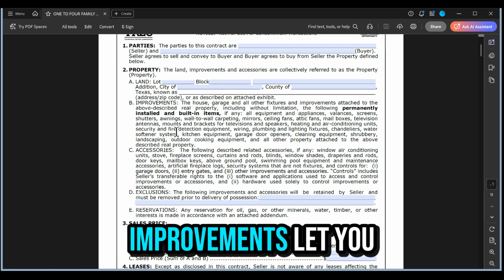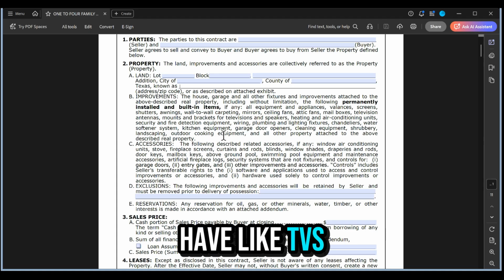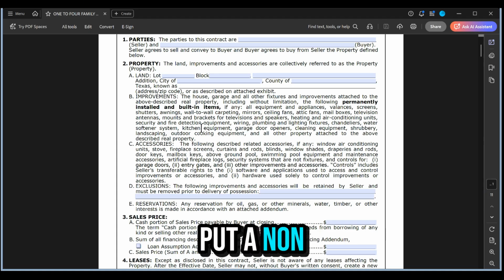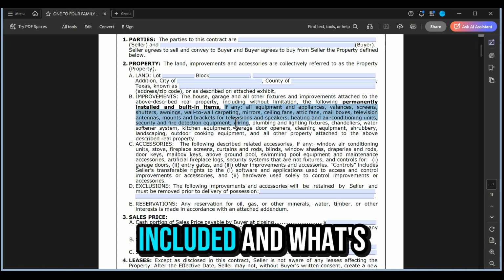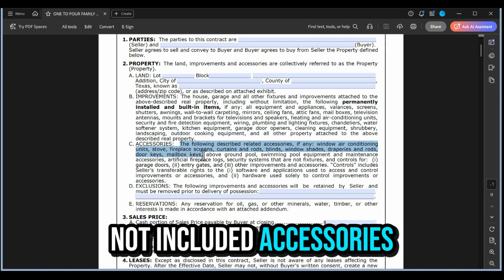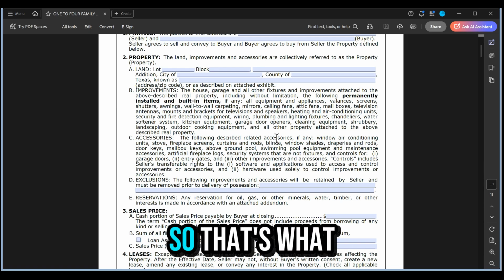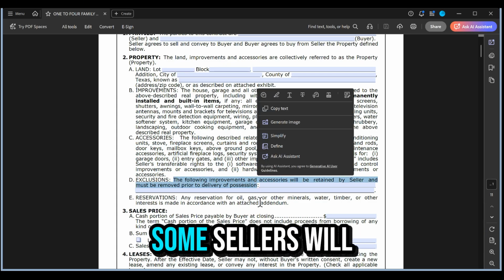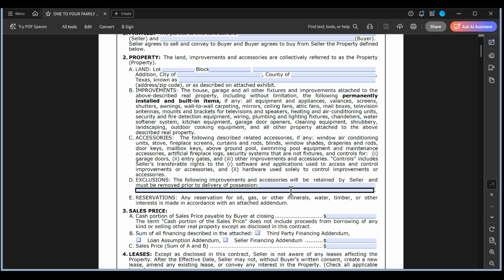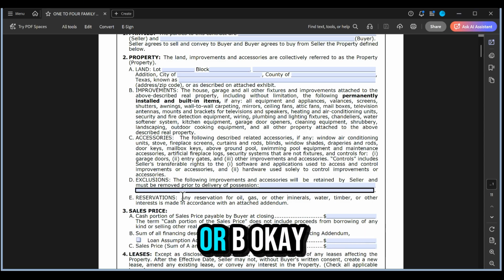Okay, all this stuff is improvements. It lets you know what's going with the house. If you have TVs or screens or shutters, you need to put a non-realty item addendum in there if you need to include those. It tells you what's included and what's not included: accessories, pool equipment, all this stuff has to be labeled out. That's what tells you what goes with the house. Then exclusions, so you have to be careful here. Some sellers will put in there that they are taking something different that's not a part of this, part of B or C.